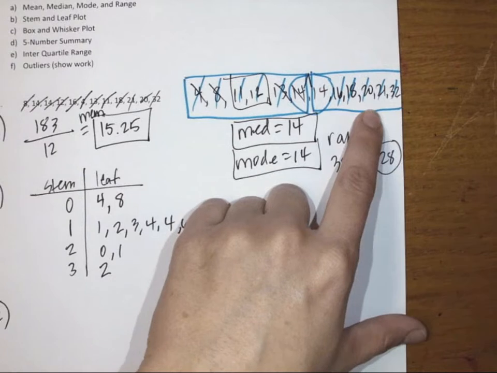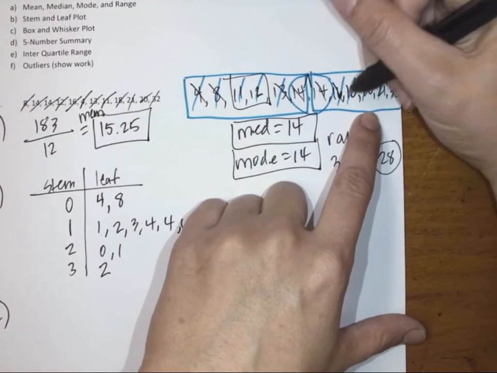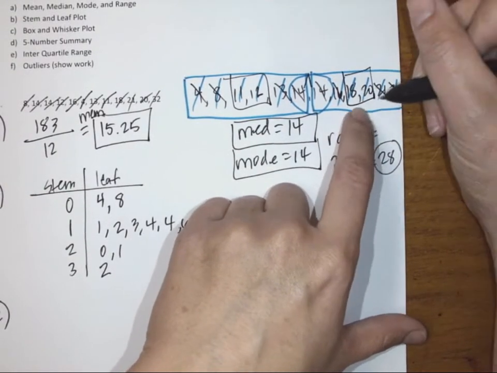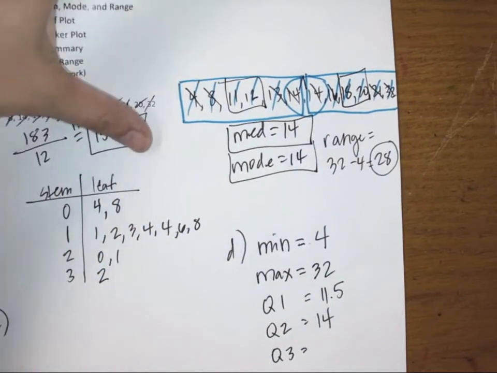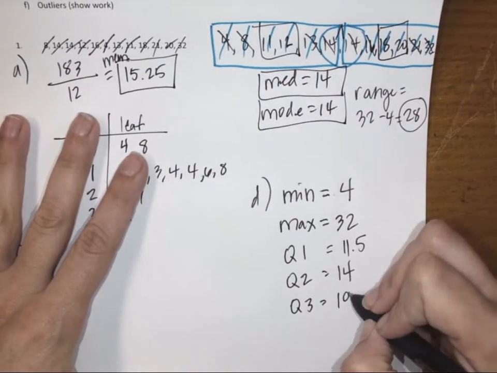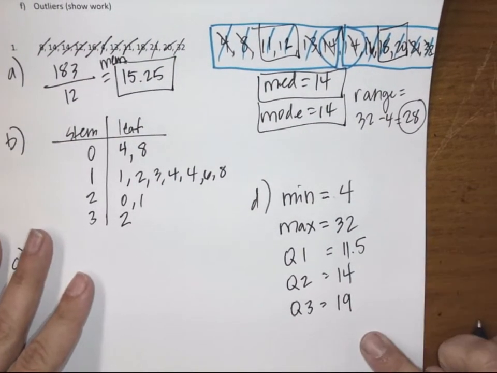Same thing over on this side. I'm marking them off one at a time, and it's the average of 18 and 20. 18 plus 20 divided by 2 is 19. So that is my 5-number summary.